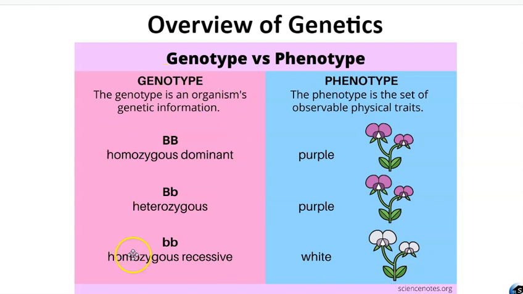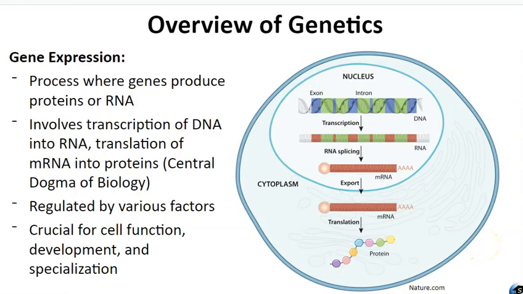So the genotype are the actual alleles. The phenotype is those alleles being expressed as an observable trait. Gene expression is the process by which the information stored within a gene is used to produce a functional product, such as a protein or an RNA molecule. Gene expression is tightly regulated, and it's a complex process that occurs in all living things.